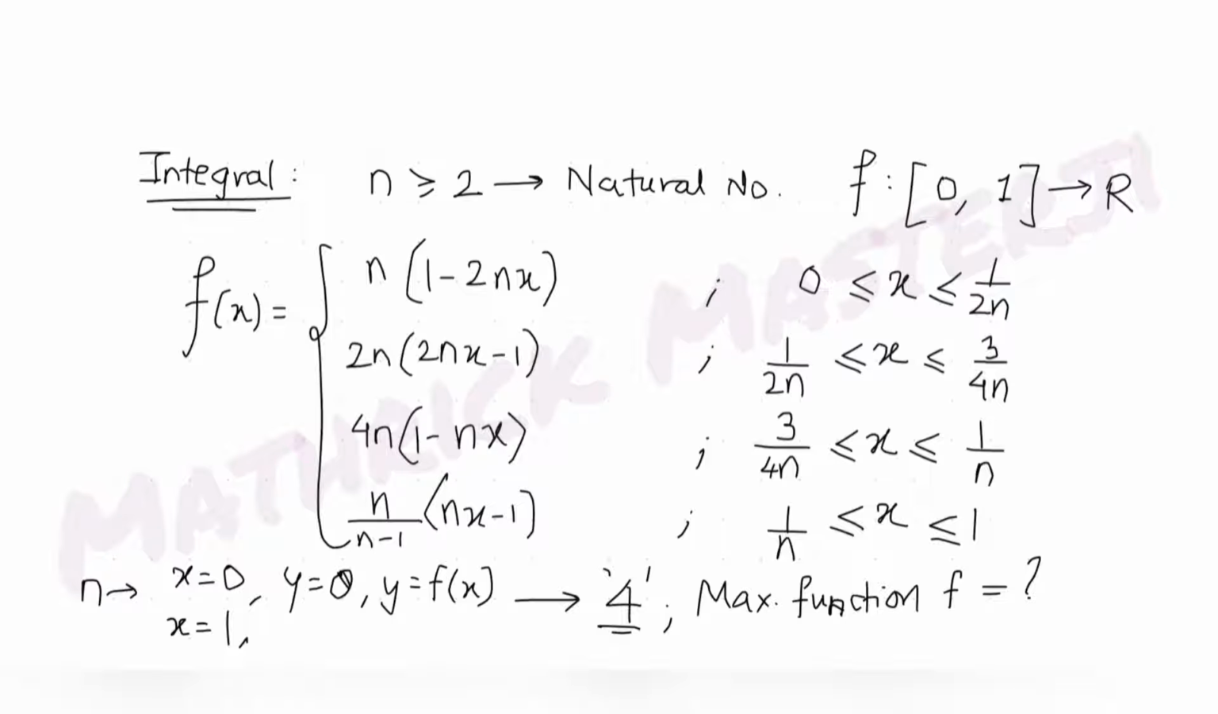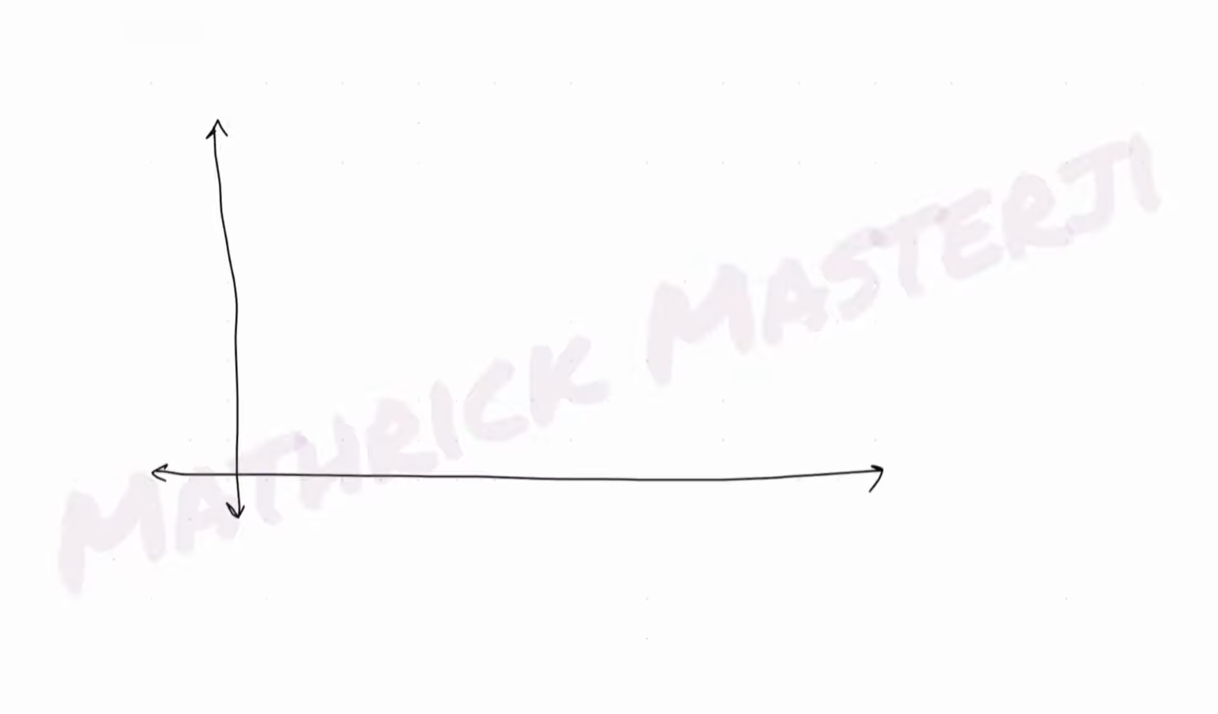This question is from the previous year 2023 JEE Advanced. Let's see how to solve it. The question tells me that the value of x goes from 0 to 1. So if I try to plot the curve, let's see what I get. I take the values of x, let's say 0, and somewhere this is 1. It is basically divided into four parts, so let's divide this entire interval into four parts.